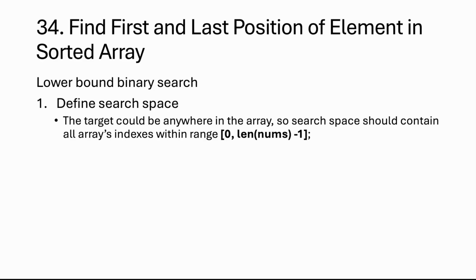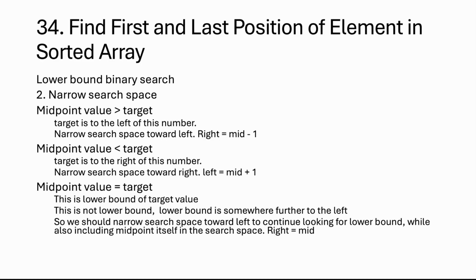The first step is to define the search space. The target could be anywhere in the array, so search space should contain all array indexes within range 0, length of nums - 1. Step 2 is to narrow search space. If midpoint value is greater than target, then target is to the left of this number, so we should narrow search space toward the left. Right equals to mid - 1. If midpoint value is less than target, then target is to the right of this number, so we should narrow search space toward the right. Left equals to mid + 1.